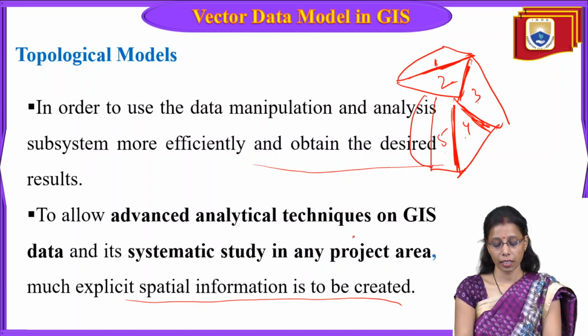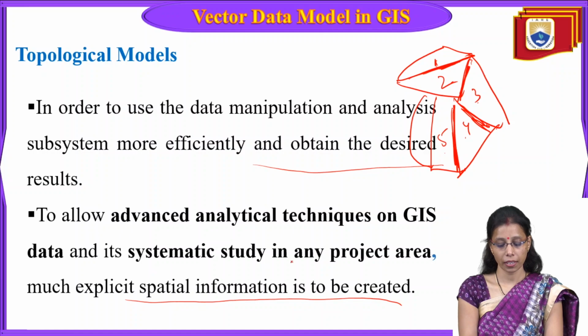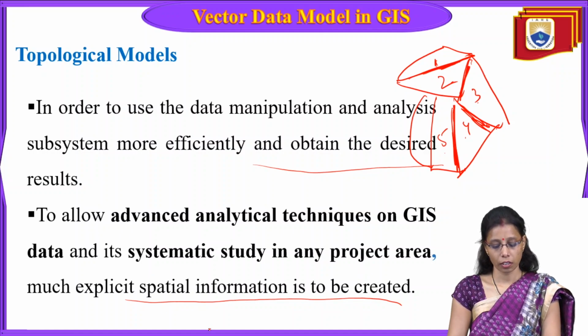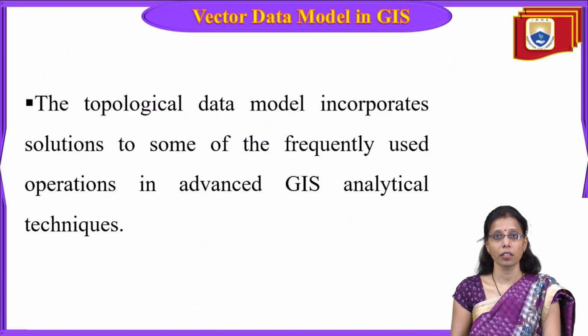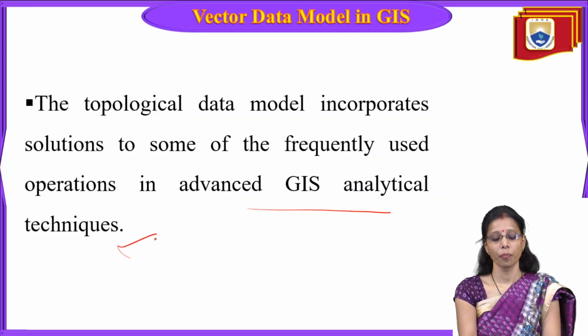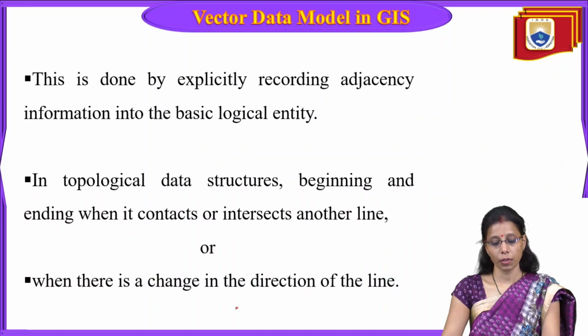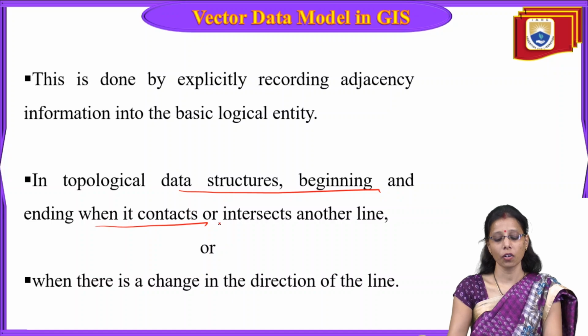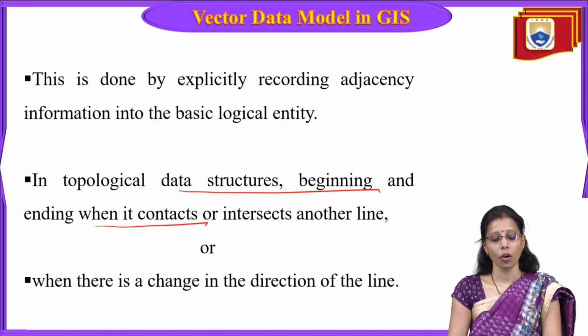To allow advanced analytical techniques on GIS data and its systematic study in any project area, the spatial information must be explicitly created. So the topological data model incorporates solutions to some of the frequently used operations in advanced GIS analytical techniques. This is done by explicitly recording adjacency information into a basic logical entity. In the topological data structure, a line begins and ends when it contacts or intersects with another line, or when there is a change in the direction of the line.